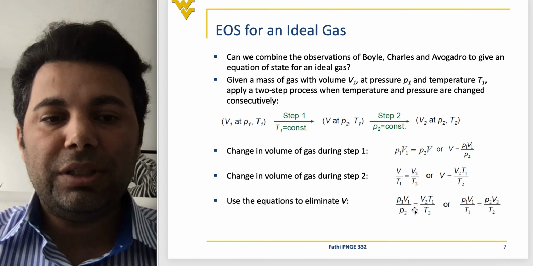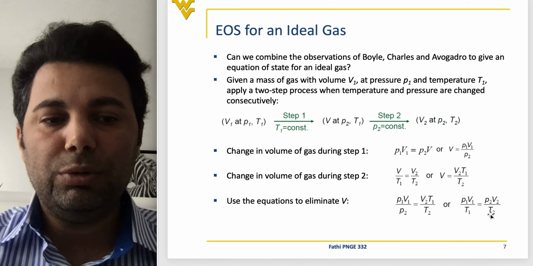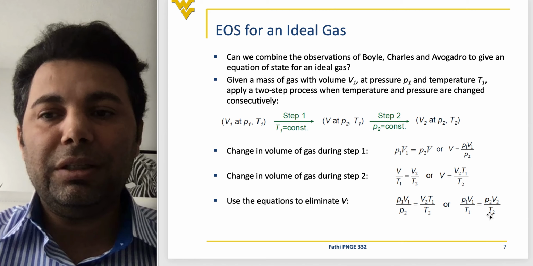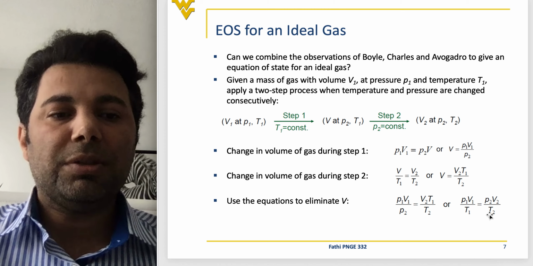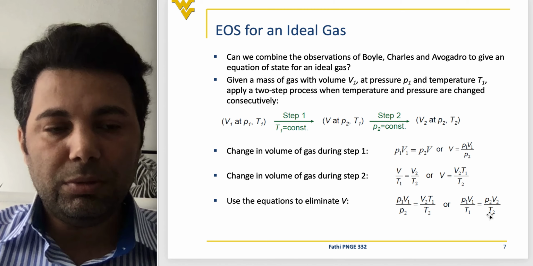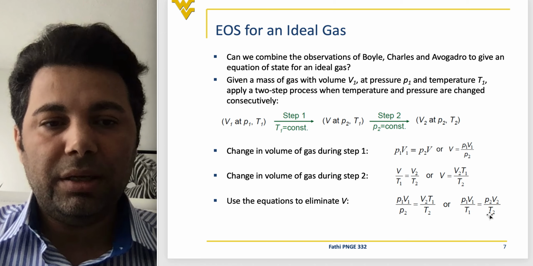I can rearrange that such that P1 V1 over T1 becomes equal to P2 V2 over T2. If I continue repeating these steps, I will see that P1 V1 over T1 becomes equal to P2 V2 over T2, which becomes equal to P3 V3 over T3. And this becomes equal to a constant.